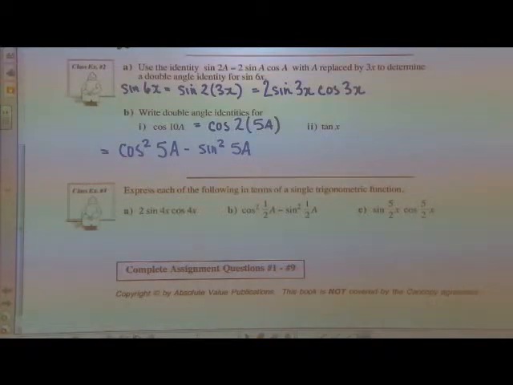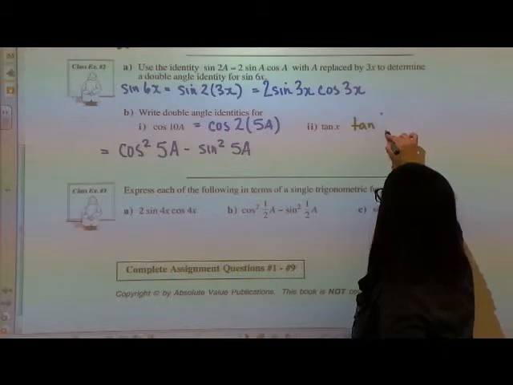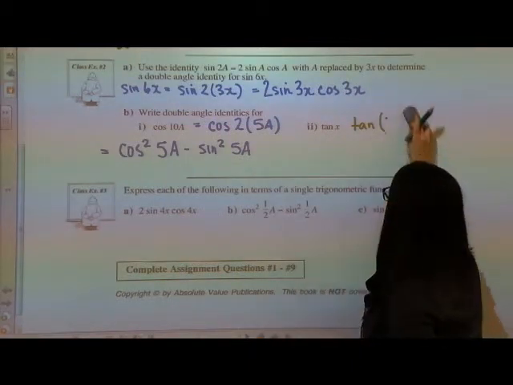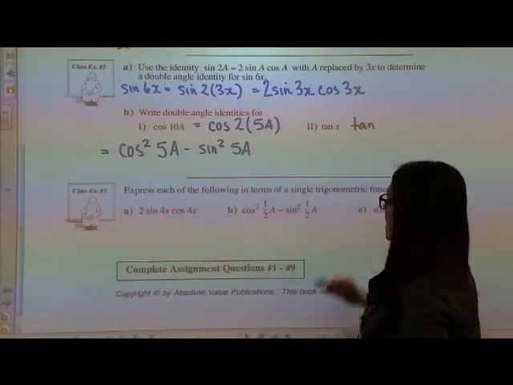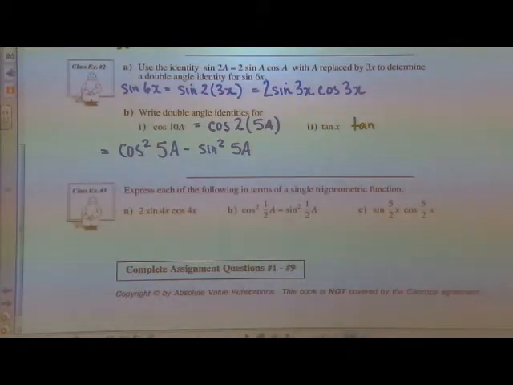Okay, what about tan x? How can I write tan x as tan 2 times something? Mrs. Goodall. Yes. For b, because cos 2a is equal to 3 different ones, how do you know which one to use? Always pick the first one. So always start with the first one. The only time you would use the other two is if you were in an identity and you were trying to use it to simplify to something further. Okay?